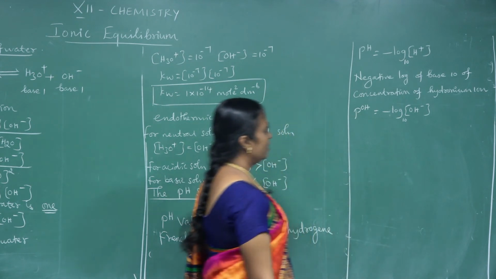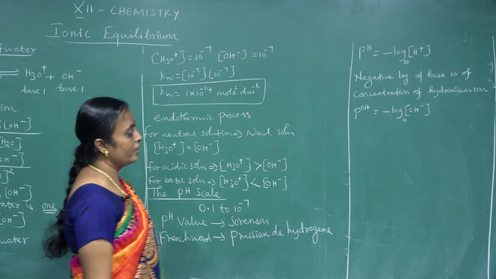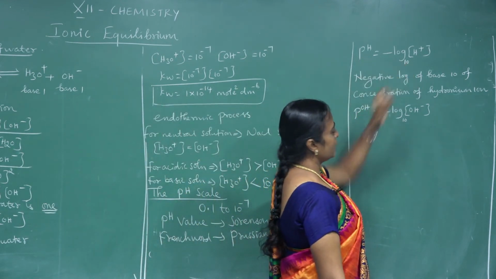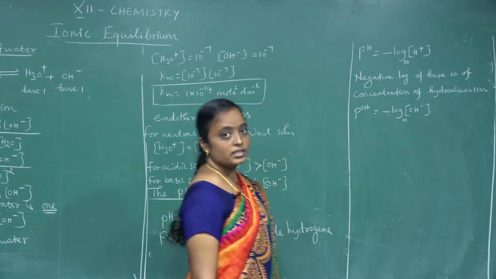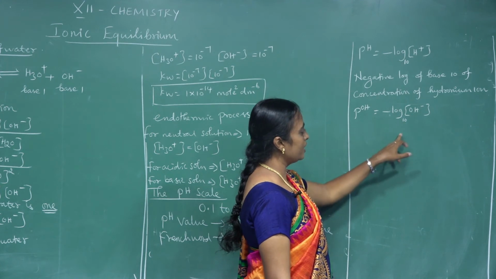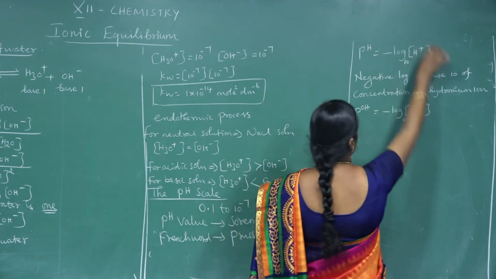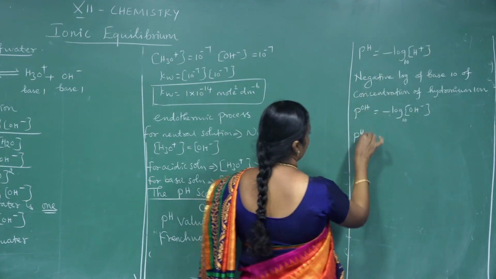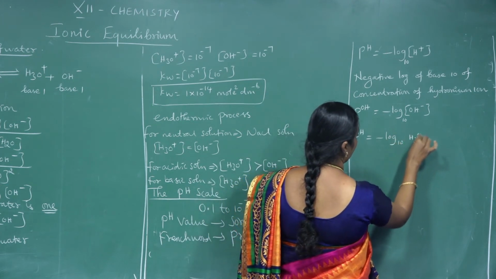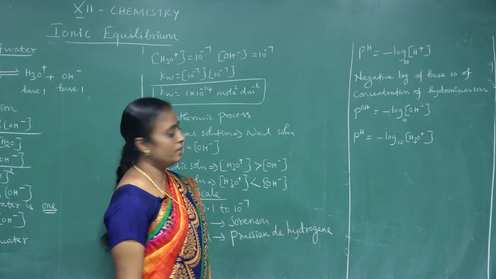So from this we can calculate the hydrogen ion concentration and the hydroxyl ion concentration. Suppose I want to find H plus, it is equal to 10 power minus pH. Same way if I want to calculate OH minus ion concentration, it is 10 power minus pOH. Okay, so I can give you the hydrogen ion concentration in terms of hydronium ion also.